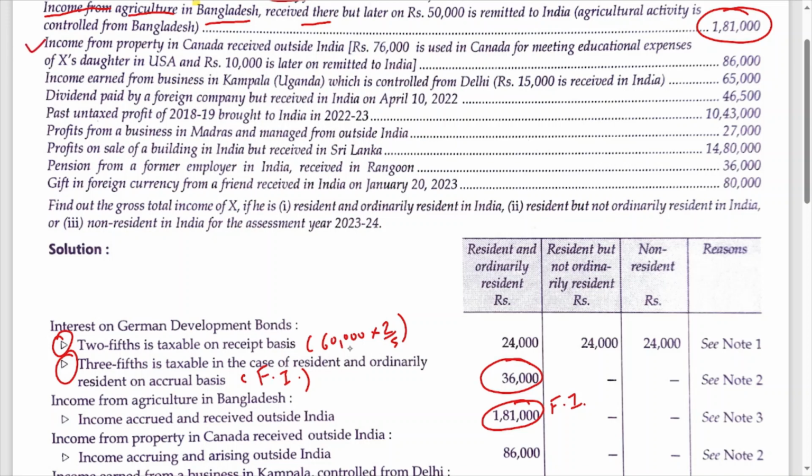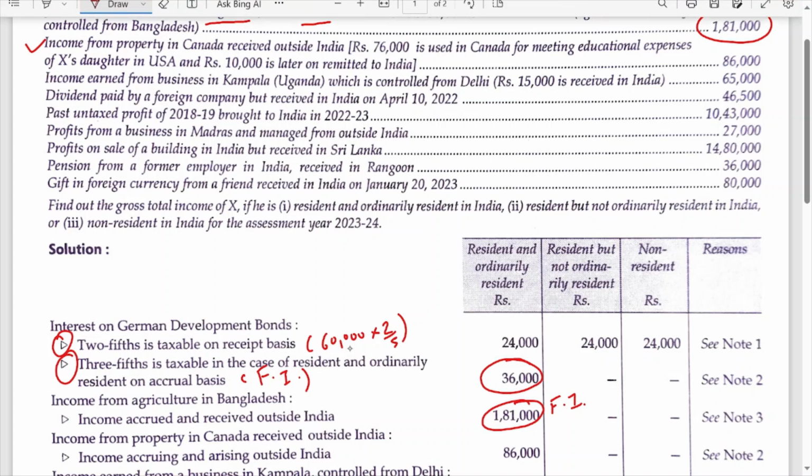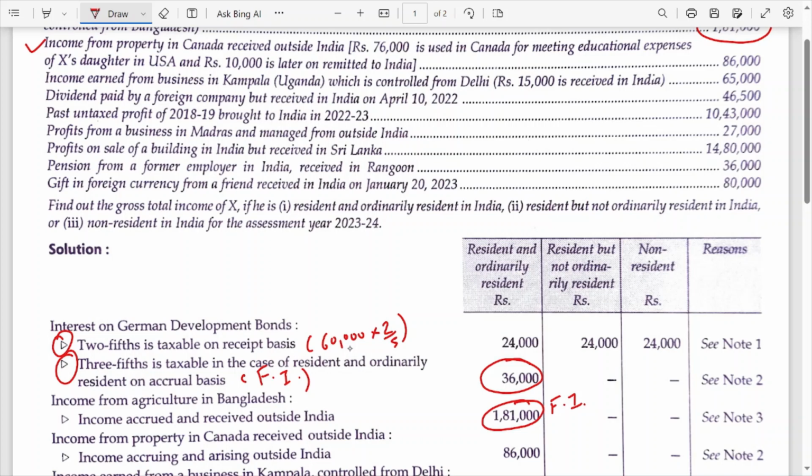Now next one, the third point is income from property in Canada received outside India. So it is property income in Canada, that means accrued outside India and received also outside India. Then rupees 76,000 used in Canada for meeting educational expenses of X's daughter in USA, and 10,000 is later on remitted to India. Again, remittance you don't have to consider, and for which purpose you are spending, educational purposes, is also not important information for us. We have to decide whether it is Indian income or foreign income only on the basis of this income from property in Canada received outside India.